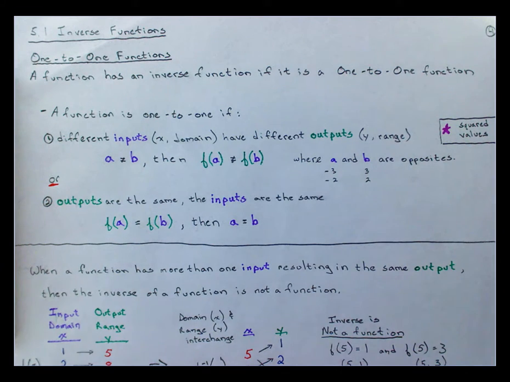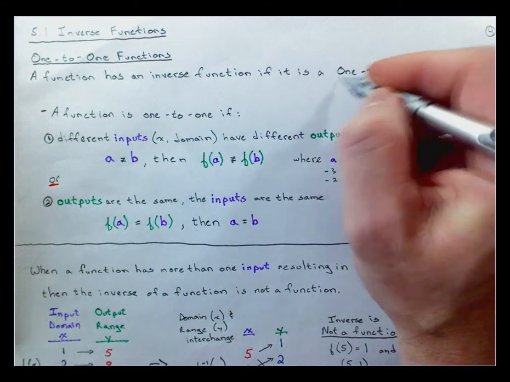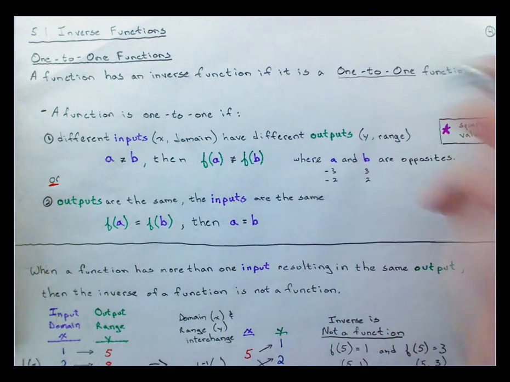Hey guys, we're still looking at inverse functions, and what we're going to talk about are one-to-one functions. A function has an inverse function. All functions have an inverse relationship, meaning I have one function, I take the inverse of it, I get another function. So a function has an inverse function if it is a one-to-one function, and that's just what we call it, one-to-one.